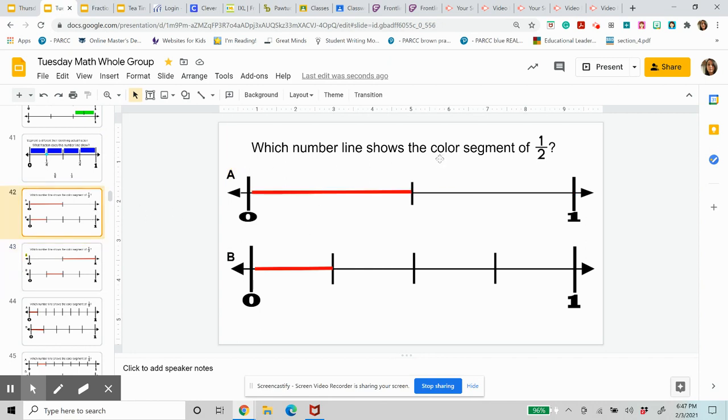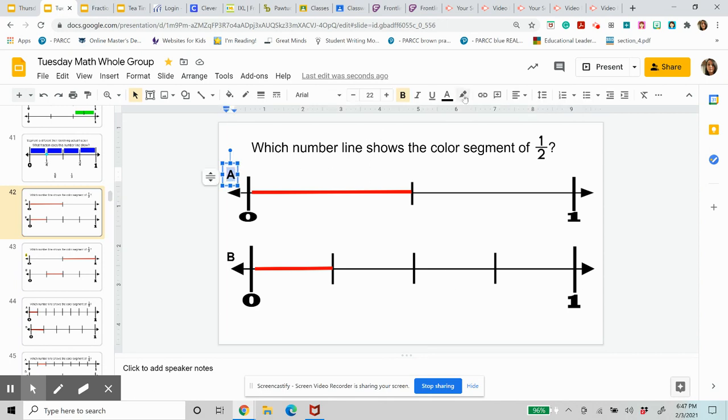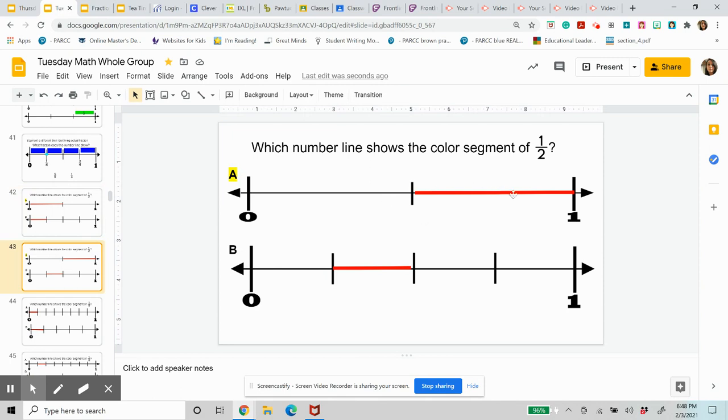All right, which number line shows the color segment of half? Okay, so have an A or B in your head, and again, it would be A. Okay, notice this 1, 2. Half of it is colored in, right? This has 4 sections. So on the next one, right, the other half was colored in. So it doesn't matter which segment, which piece, which part is colored in. They're not asking that. They're just saying which is showing that.